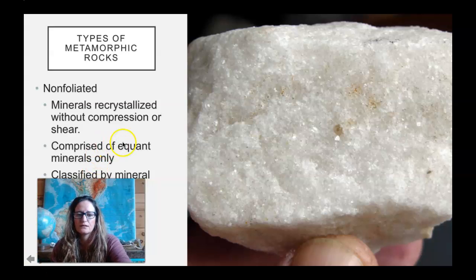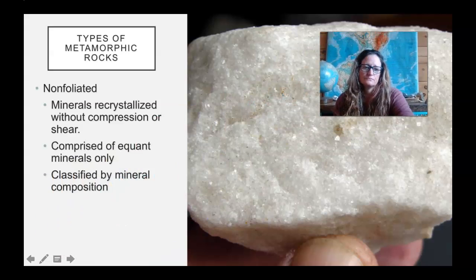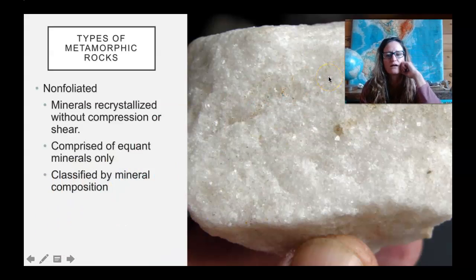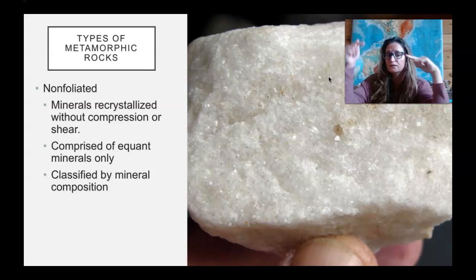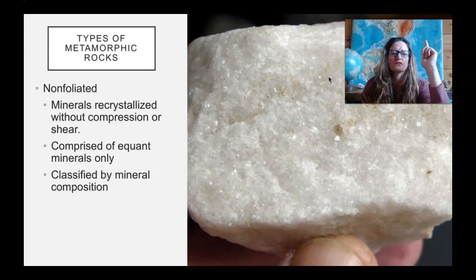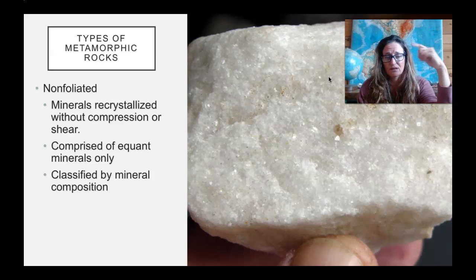The non-foliated metamorphic rocks are going to have been recrystallized and maybe not have that directed pressure. That could be the case. Or it also can be that there's not the right ingredients in that rock to grow platy minerals. So that can also be the case. When it's all said and done, the crystals are going to be equant. So this is a marble here, and all the crystals are equant, so they're not flattened.